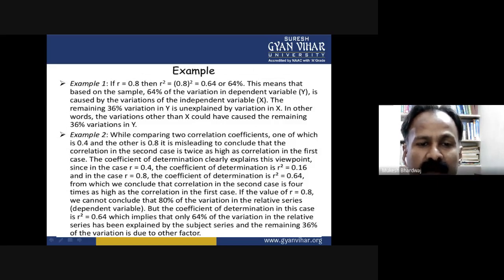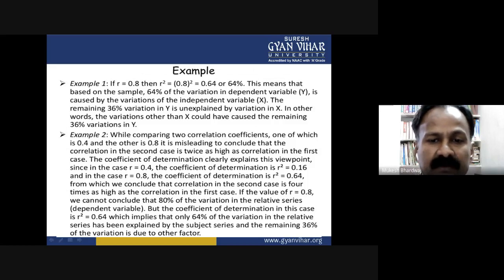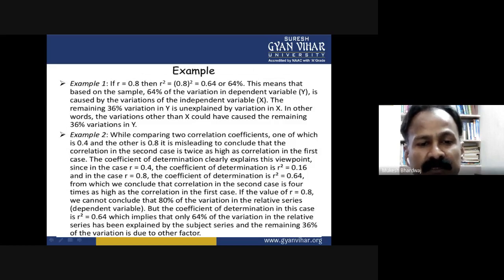If the value of r equals 0.8, we cannot conclude that 80% of the variation in the dependent variable is explained. The coefficient of determination in this case is r square equals 0.64, which implies that only 64% of the variation in the relative series has been explained by the subject series, and the remaining 36% of the variation is due to other factors.